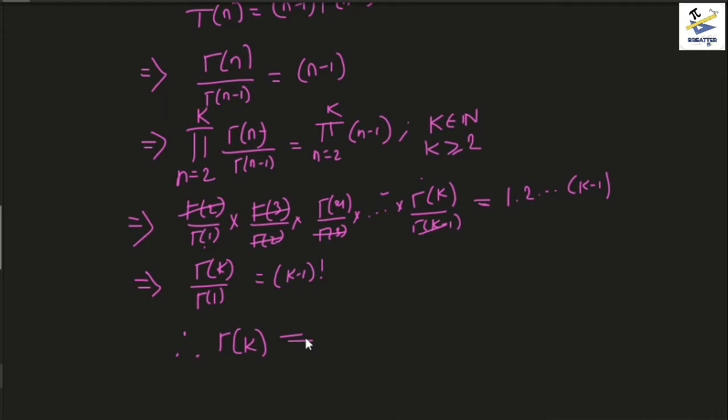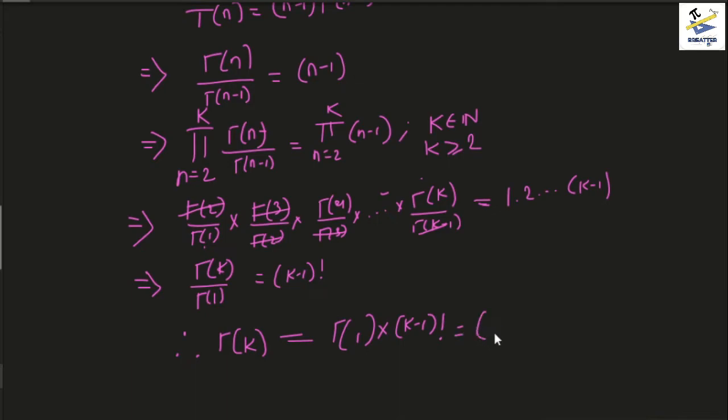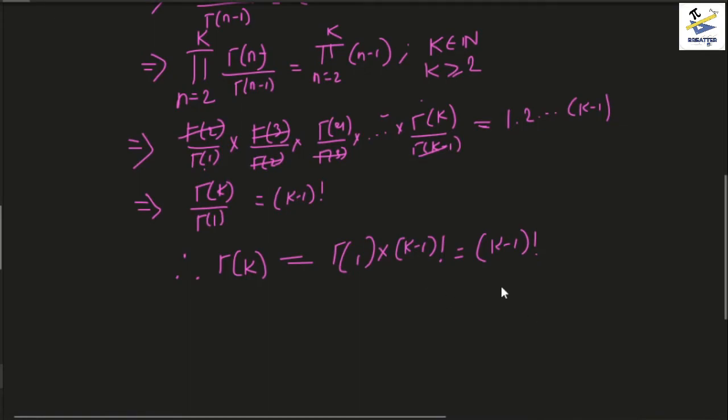Therefore, gamma of k, since gamma of 1, as we had evaluated earlier, is just gamma of 1 into k minus 1 factorial, which is just k minus 1 factorial. So this is the definition of gamma of k for natural numbers k, and basically this also is valid for k greater than or equal to 1, because gamma of 1 by this definition is 0 factorial, and 0 factorial, as you know, is 1.